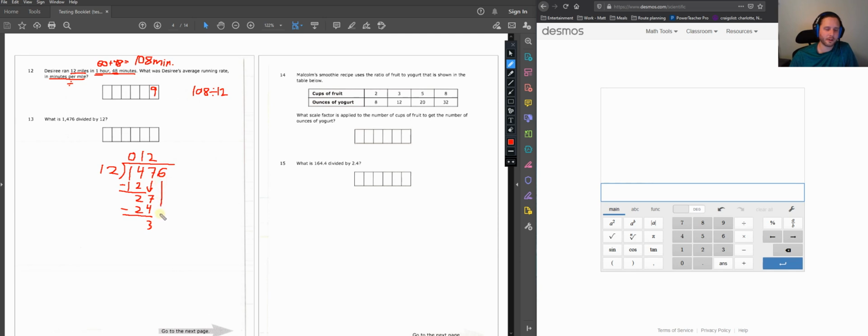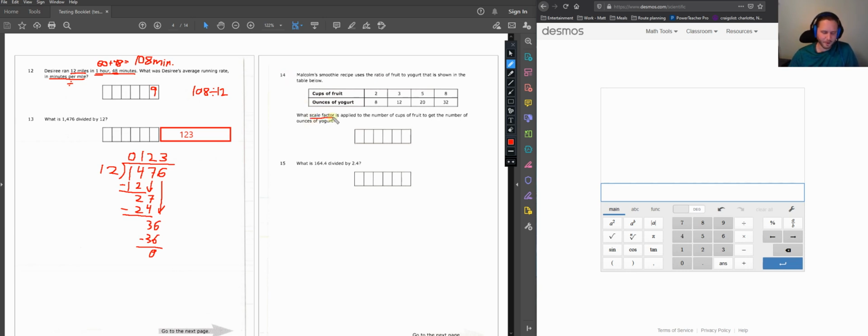Carry down the 6. And last but not least, 12 goes into 36 3 times to give me 36. And then for this problem, if I were to have a text box that I would type my answer into, I would be typing in 123, no other symbols. For number 14, it's asking for something called a scale factor.